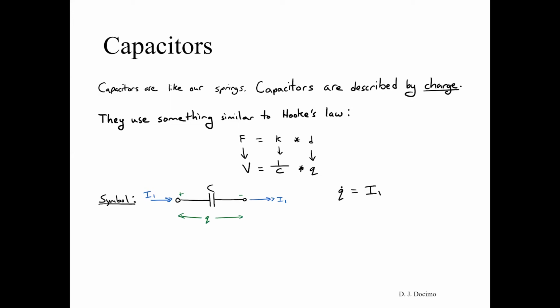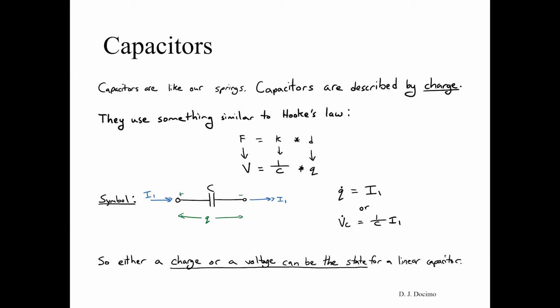Now, a capacitor is described by Q dot is equal to I1, or V_C dot is equal to 1 over C times I1. These two are the same exact things, and you get that from your Hooke's law equivalent here. So the rate of change of charge from the earlier equation is equal to current, just like the rate of change of deformation is equal to velocity. They're equivalents here. So either a charge or a voltage can be the state for a linear capacitor.